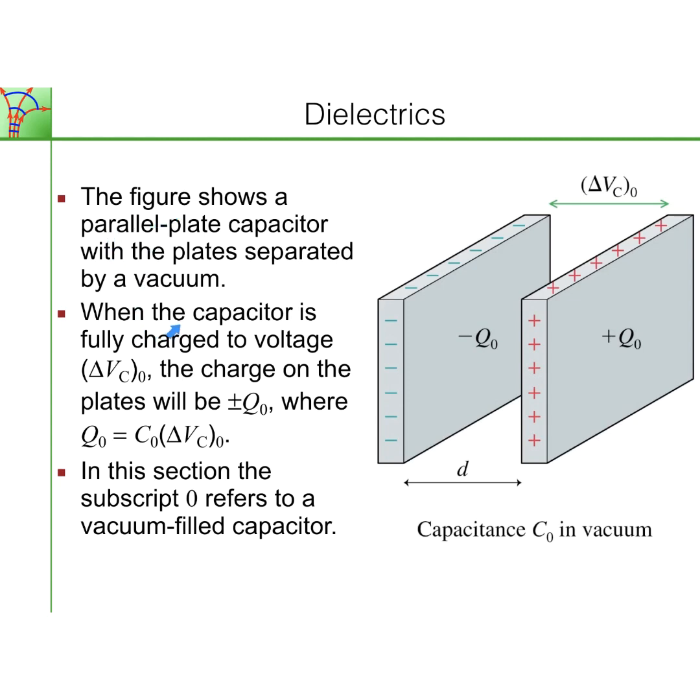So when the capacitor is fully charged, it has a voltage delta V naught. The naught is going to represent when we're doing things without a dielectric. It has charge on it plus and minus Q naught. So when you charge it with a voltage V naught, the plates will be plus or minus Q naught.